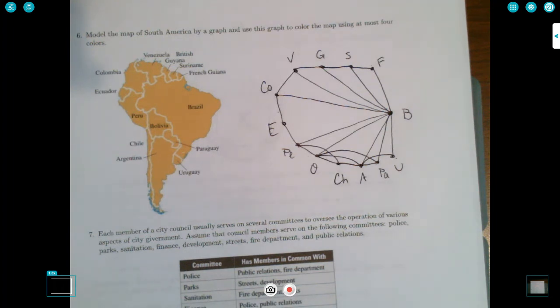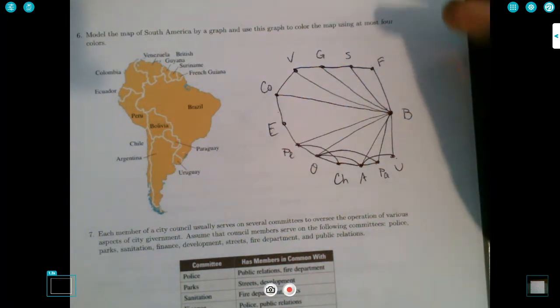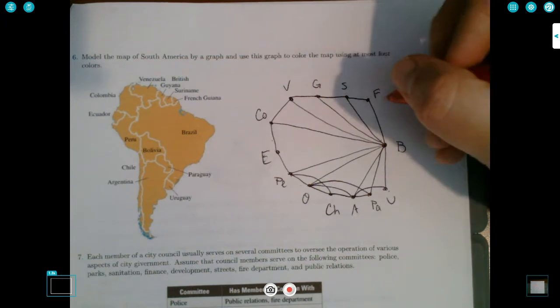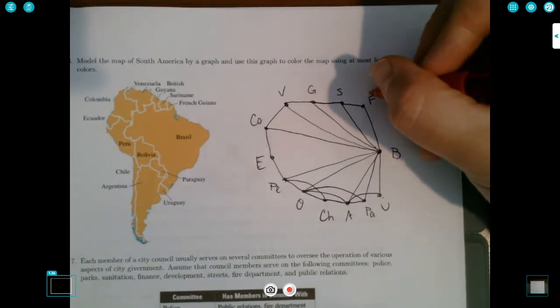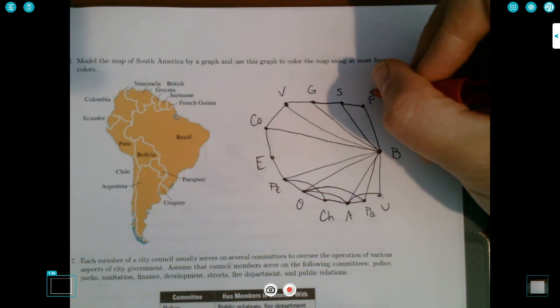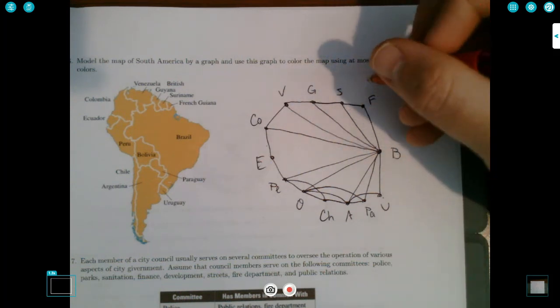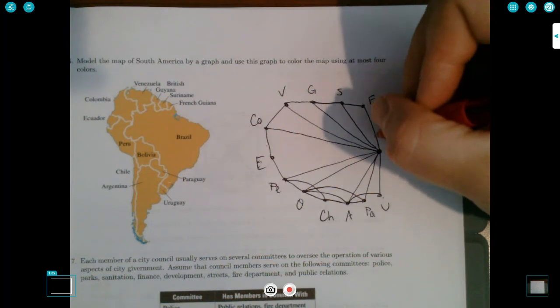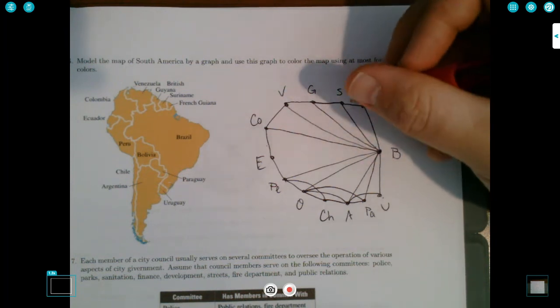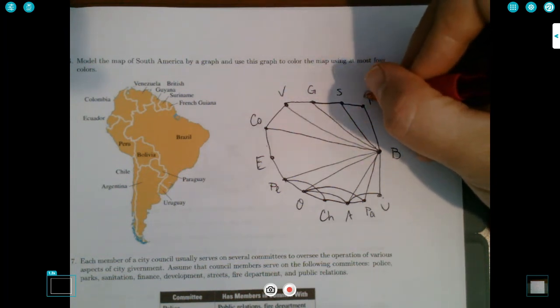So what I'll do is I'll just start by putting a color. Like I'll circle each of these with a color. And I'm not allowed to circle any two letters that are connected. Any two vertices that have an edge connecting them can't use the same color.